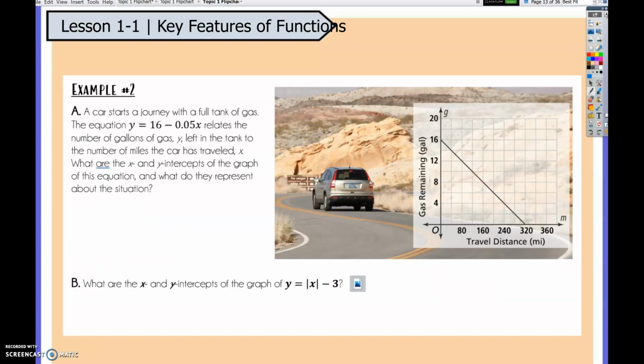For example 2, we move into x and y intercepts. You may want to watch a video that's included on how to find x and y intercepts algebraically. We can also use graphs to help us as well. We have a car that filled up their tank of gas and they're traveling down the road.